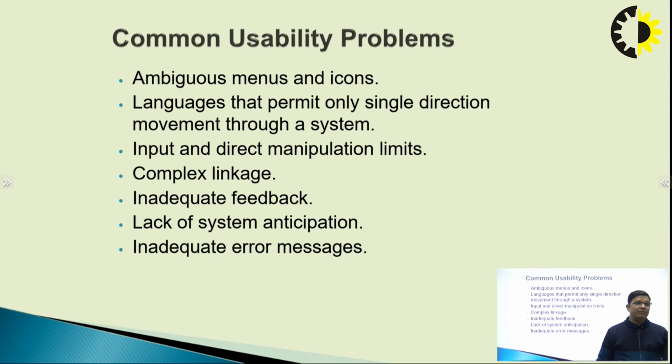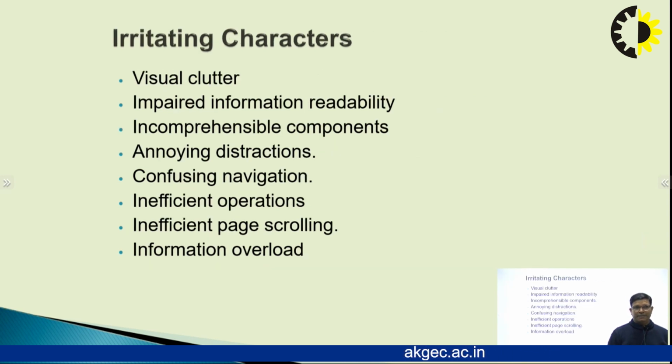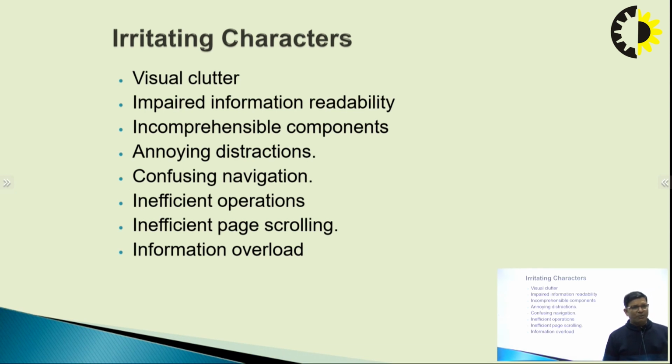The common usability problems: ambiguous menus and icons, languages that permit only single direction movement through a system, complex linkage, input and direct manipulation limits, inadequate feedback, lack of system anticipation, inadequate error messages. These are common usability problems. Some irritating characteristics are also visual clutter, impaired information readability, incomprehensible components, annoying distraction, confusing navigation, inefficient operation, inefficient page scrolling, information overload.